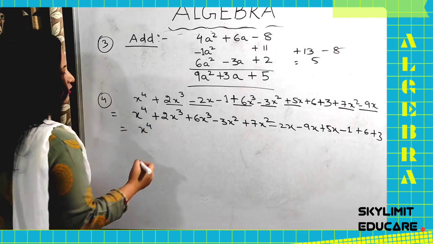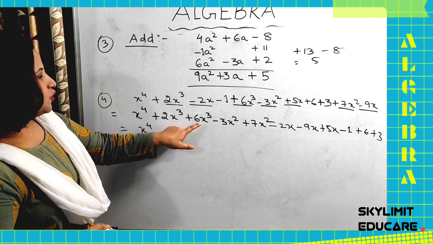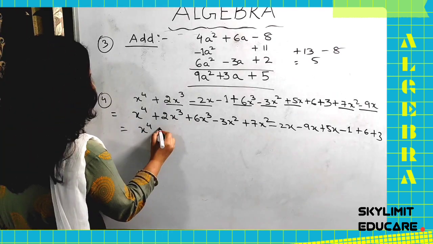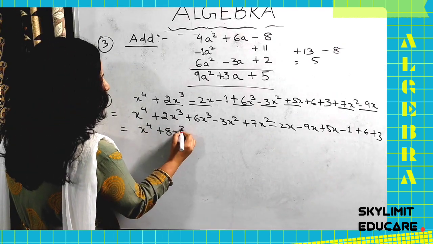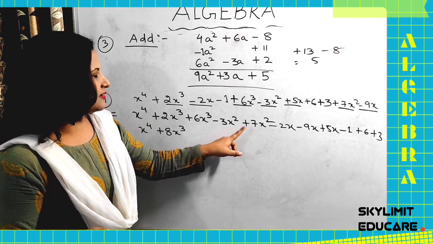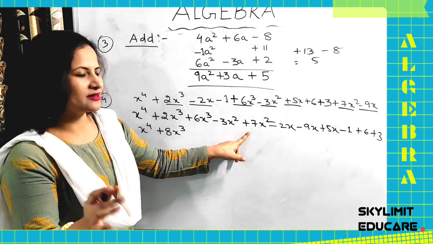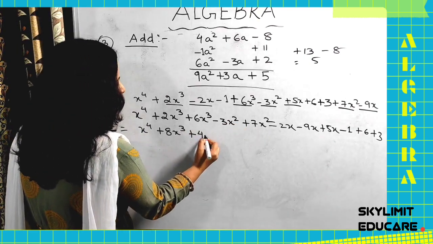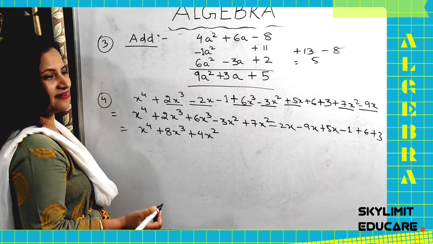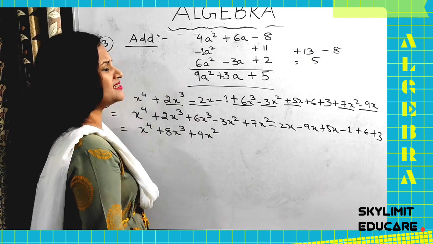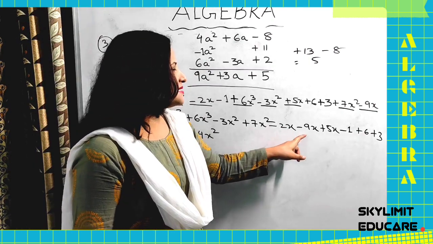The like terms can be added or subtracted, you know. So these both are x cube. 2 plus 6, 8. Plus 8x cube. Very simple. Now this also, minus 3 plus 7. One is minus, the other one is plus. Subtract. 7 minus 3, 4. Greater number is 7. So it will be plus 4x square. Right? Minus 2 minus 9. Both are minus. So minus 11.